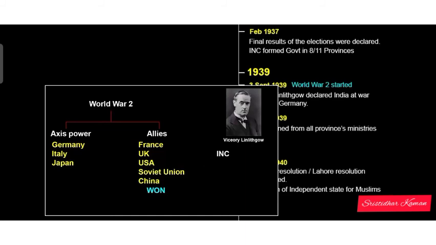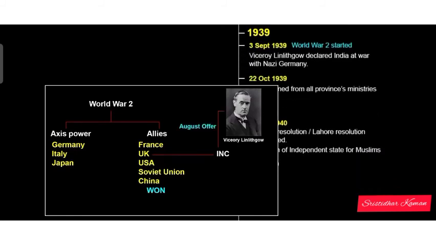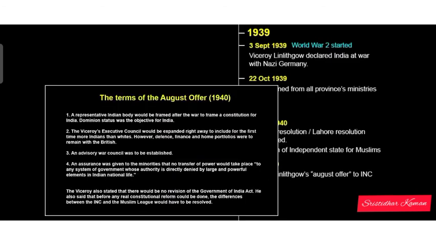They were fighting against the Allies, which consisted of France, Great Britain, the United States, the Soviet Union and, to a lesser extent, China. Initially, the Allies were suffering a lot in the war. Even Britain herself was in danger of being occupied by the Nazis. The British government was desperate to get Indian support for the war. That is when, in the year 1940, Viceroy Linlithgow made a set of proposals called the August Offer. Here are the terms of the August Offer.